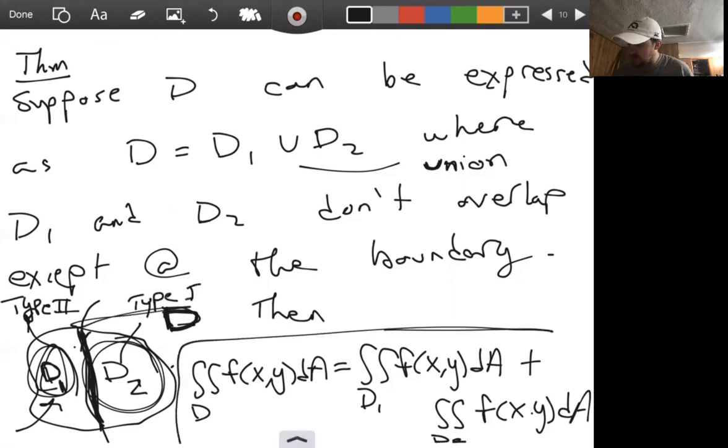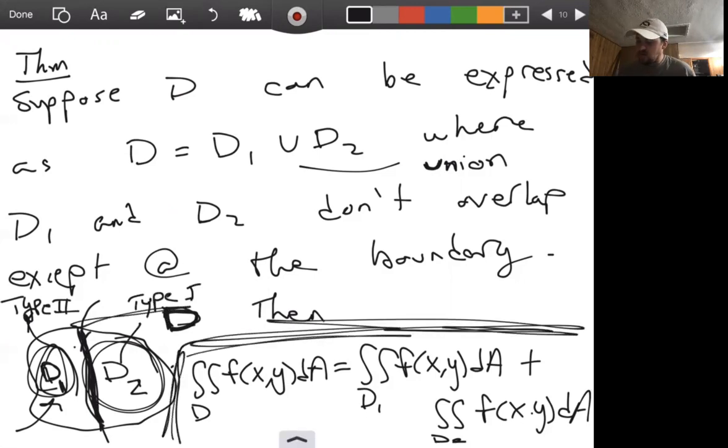And so we have this theorem that says, well, that's okay, because you can split up the integral over the regions and then just take the sum of the integrals to get the whole thing. And then this way you can handle each of these integrals in the most convenient way possible.